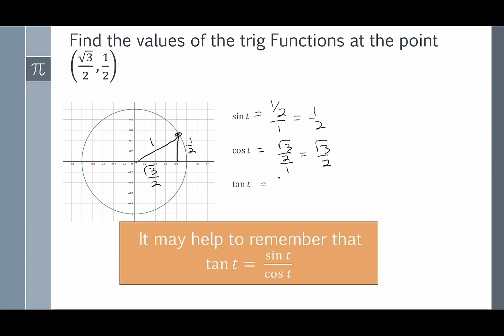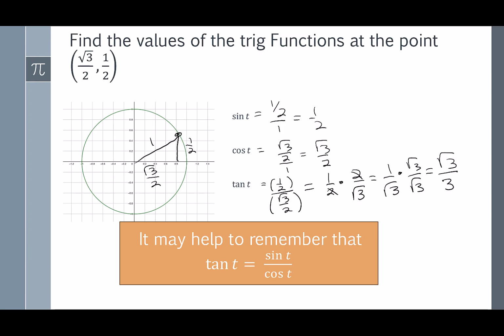This means I have 1/2 divided by the square root of 3 over 2. When we divide by fractions, we remember to flip the second fraction and change it to multiplication. The 2's will cancel, which leaves me with 1 over the square root of 3. We don't like to have radicals in the denominator, so I'm going to multiply by the square root of 3 over the square root of 3. In the numerator now, I have the square root of 3, and in the denominator, I have 3.